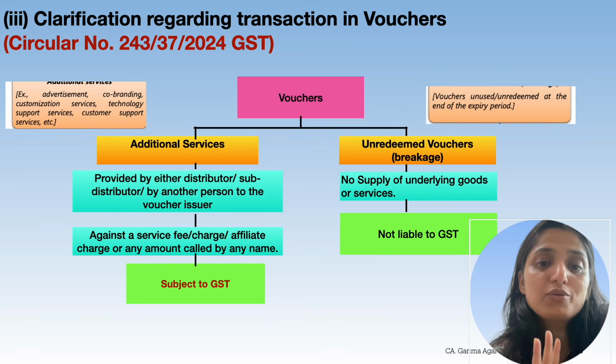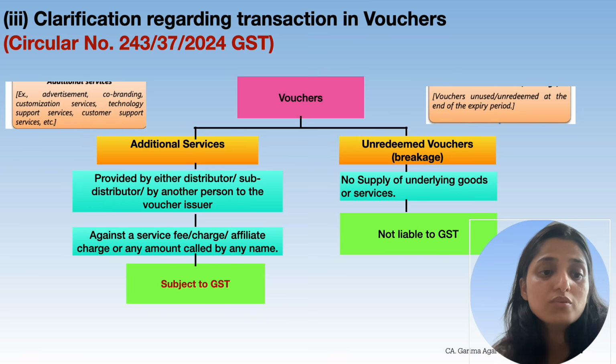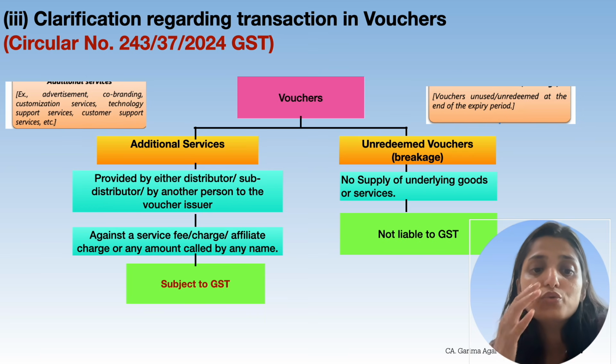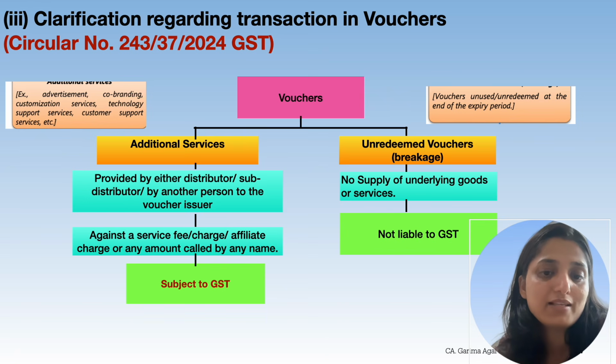So now Domino's keeps this 500 rupees with itself, right? Now that is your loss. So you have not redeemed it within the specific time limit. So this 500 rupees which has been unredeemed is kind of a breakage income for Domino's, and that is not subject to GST because the underlying goods, the Domino's product, was not supplied. So sometimes the voucher remains unused or unredeemed at the end of its expiry period.